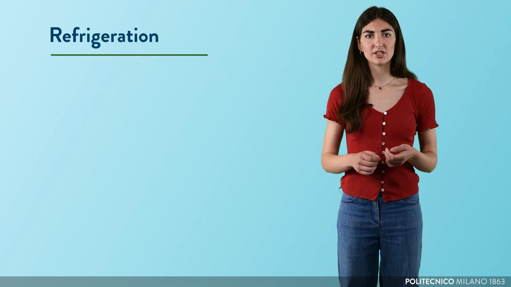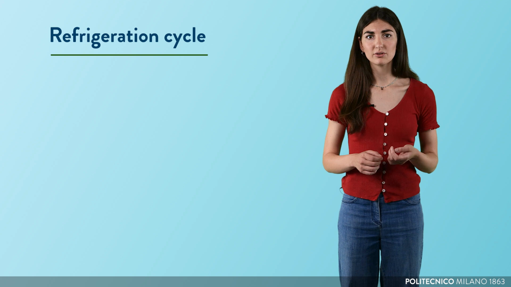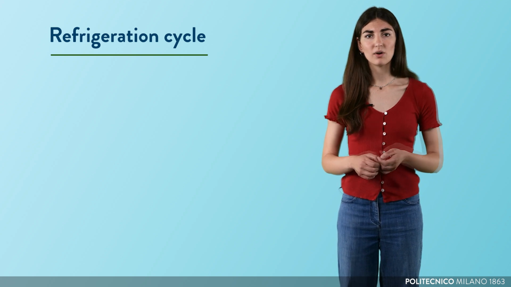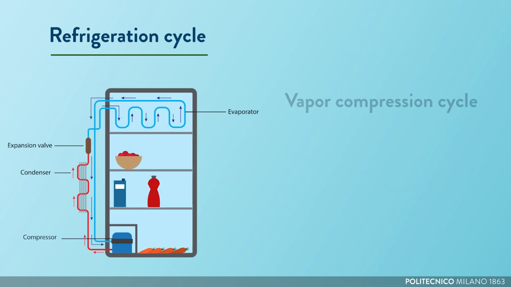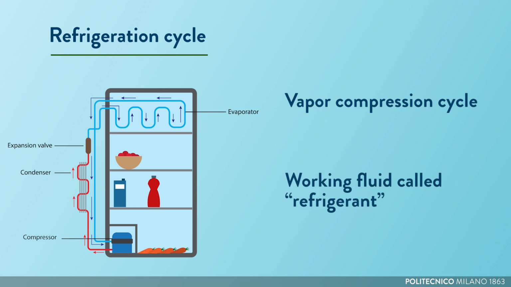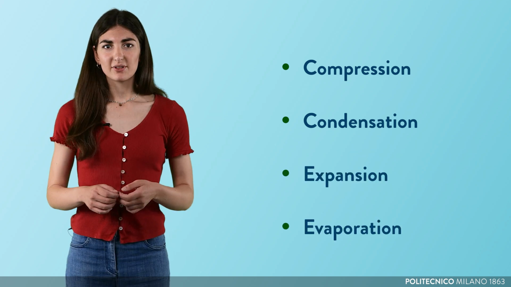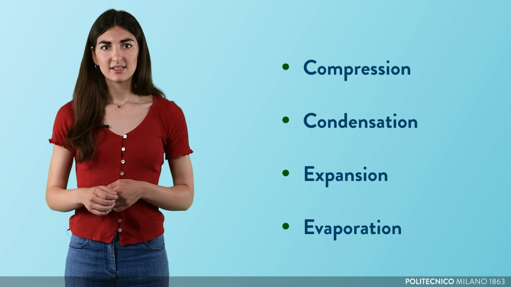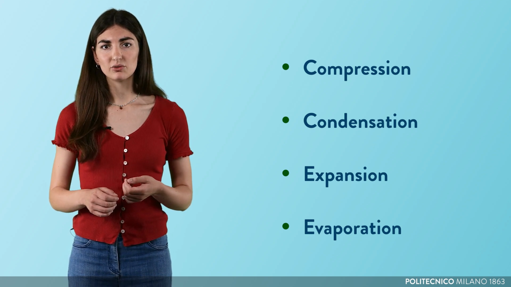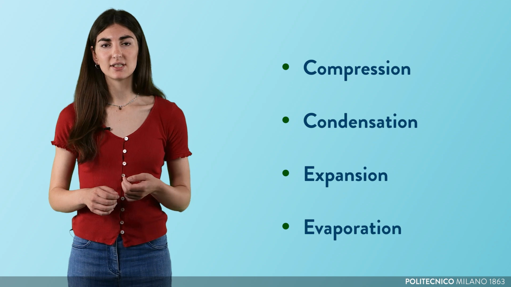A dedicated refrigeration system is essential to keep these cold rooms at their operating temperatures. One common system is the vapor compression cycle, in which the working fluid, called refrigerant, undergoes different processes: compression, which requires electric power to be provided to the compressor; condensation, where heat is rejected to the ambient; expansion, through an expansion valve; and evaporation. The evaporation process is of particular interest to us, as it allows the heat removal from the cold room, maintaining the temperature inside at the set point.